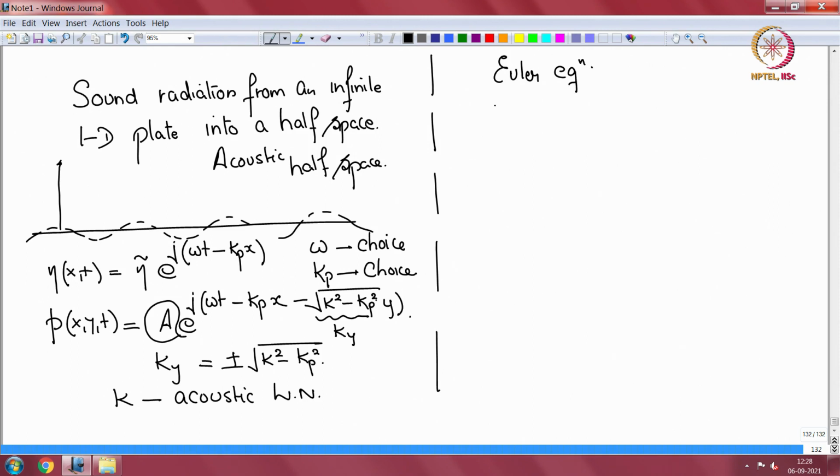Okay, so my del P by del Y computed at y equal to 0 is my minus rho del V normal del T, okay, or equal to minus j omega rho 0 Vn.